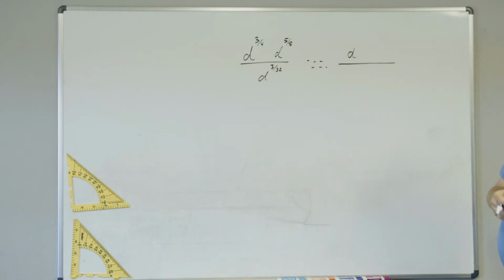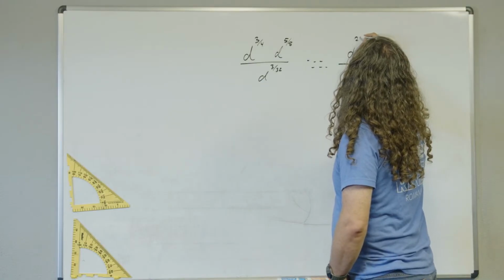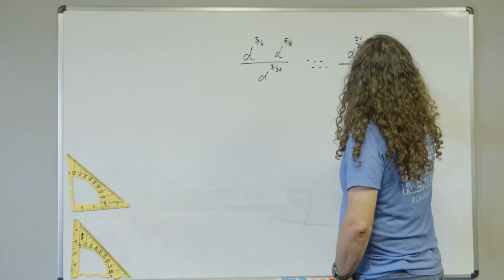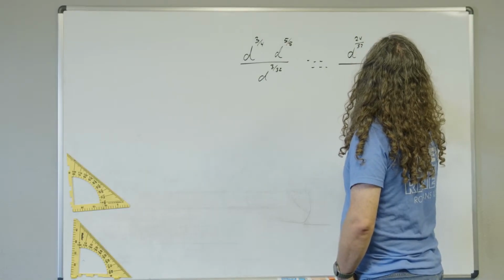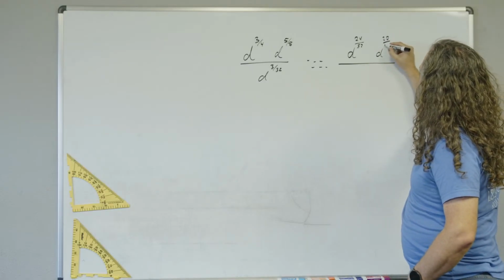So what do we have to multiply times 4 to make it a 30 second? I know I missed this. Good job. What do we have to multiply times 4 to make it a 30 second? 8. So 3 times 8 is 24. What do we have to multiply times 8? 4. So 5 times 4 is 20.